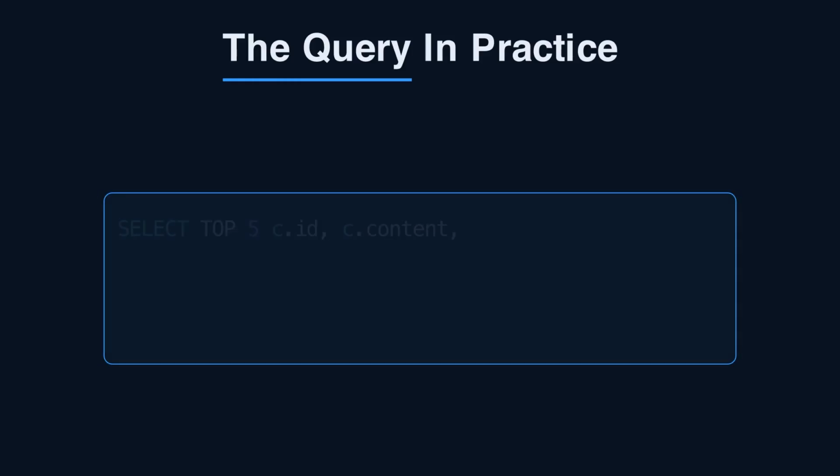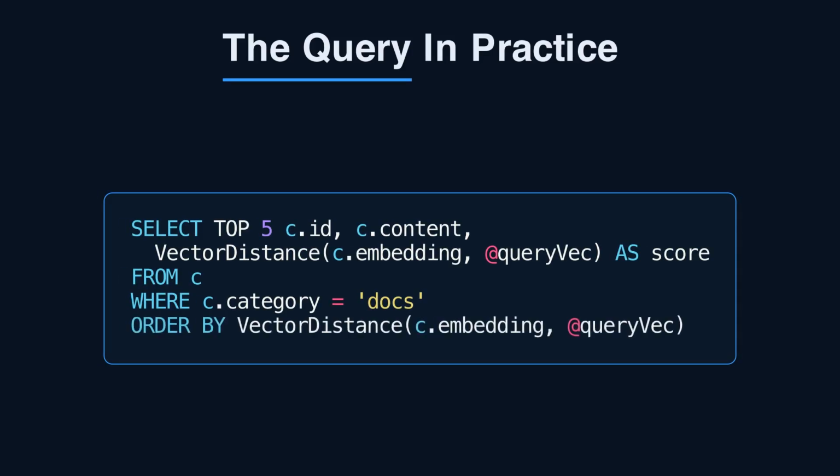Here's what the search actually looks like. You declare a vector embedding policy and a vector index on the container when you create it. Then you query with VectorDistance, passing the stored property and your query embedding, and order by that score. Because it's just the NoSQL query language, you can add a where clause on any metadata in the same statement, which is how you get hybrid filtering without a separate engine. Match your distance metric, cosine here, to how your embedding model was trained.